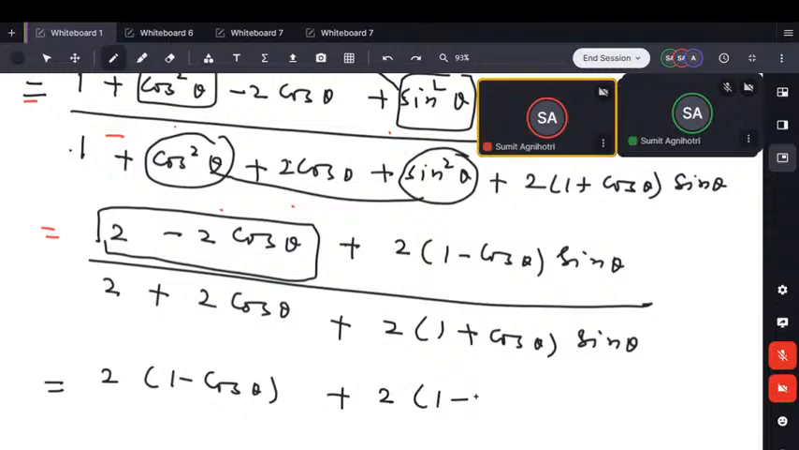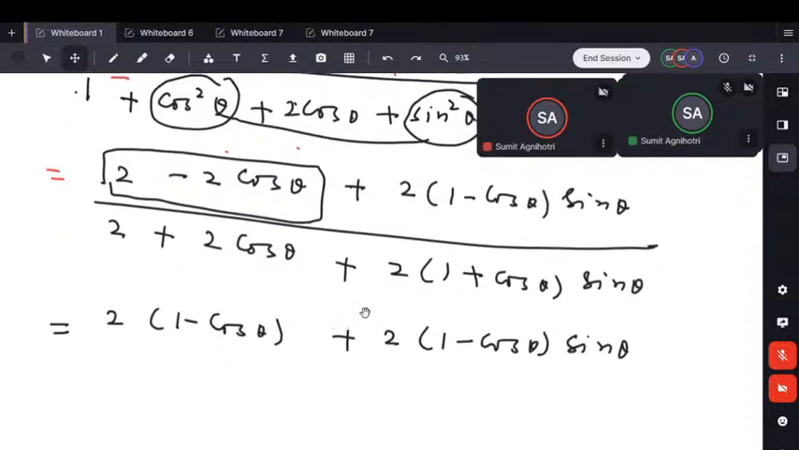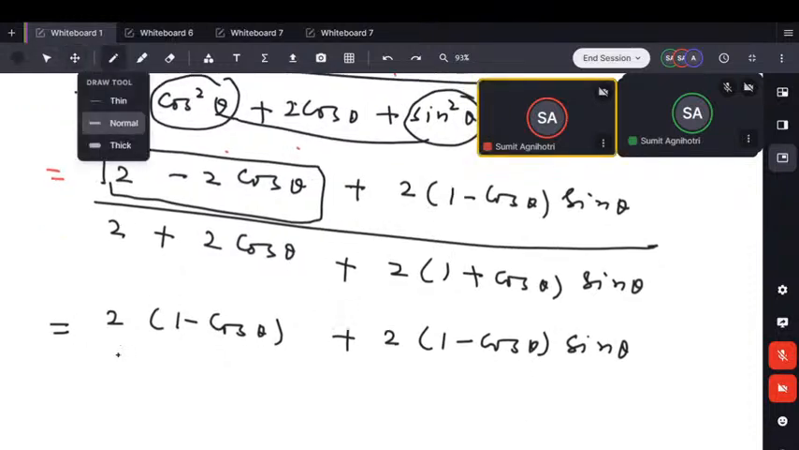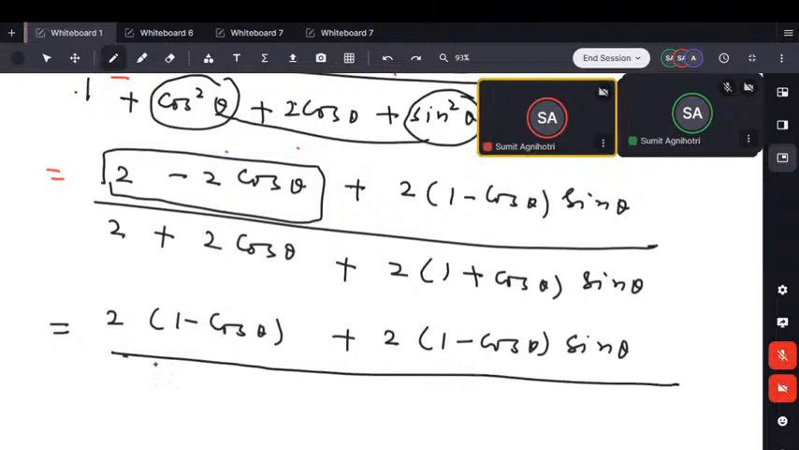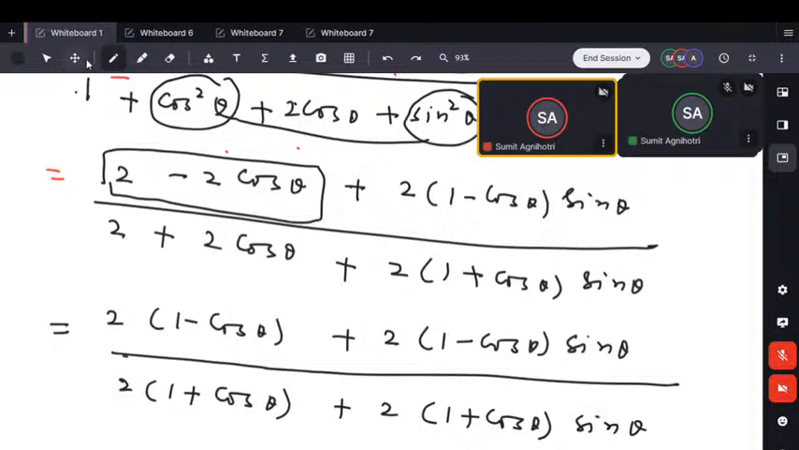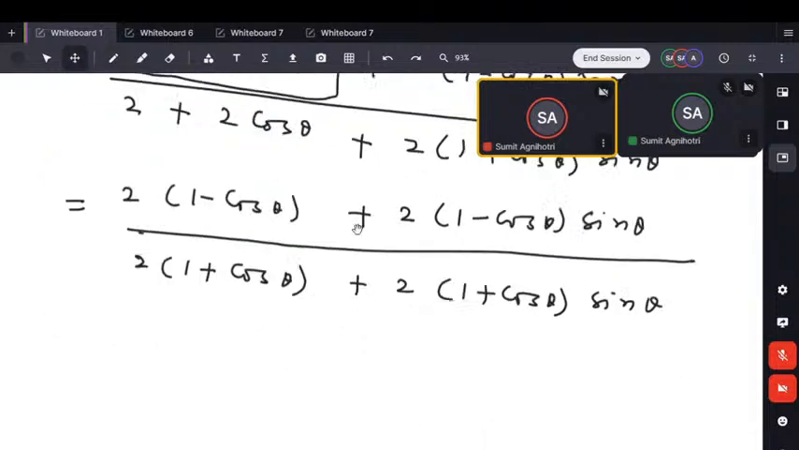Here you have 2 times 1 minus cos theta. Here you have sin theta. Again, come to the denominator part. You have 2 as your common, 1 plus cos theta. 2 times 1 plus cos theta times sin theta. Now it's so easy to consider common.